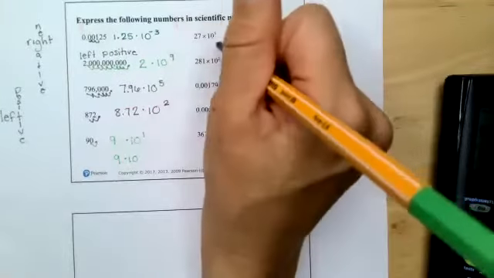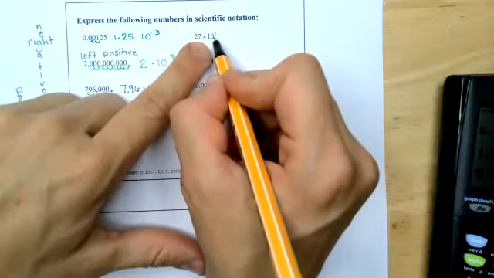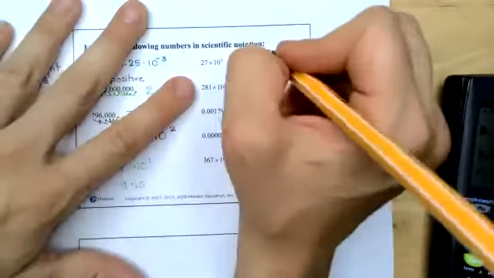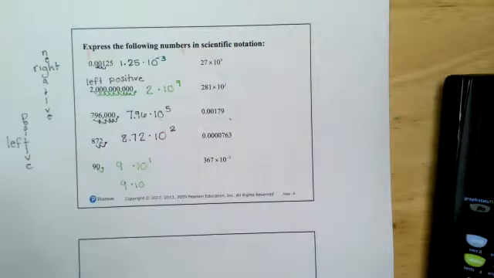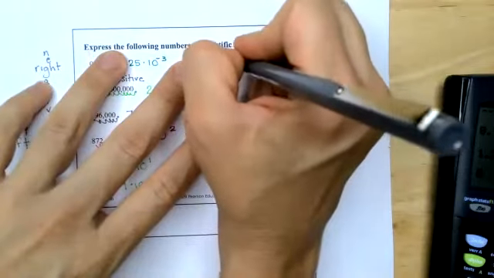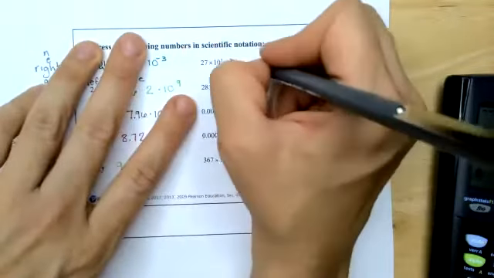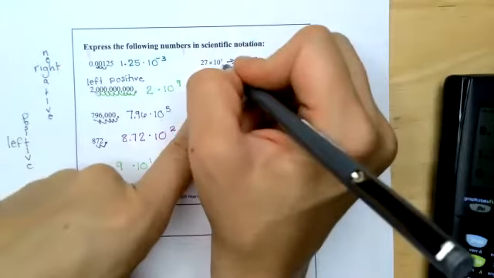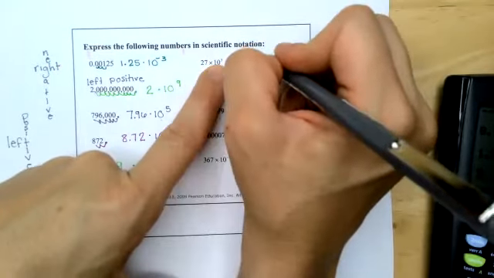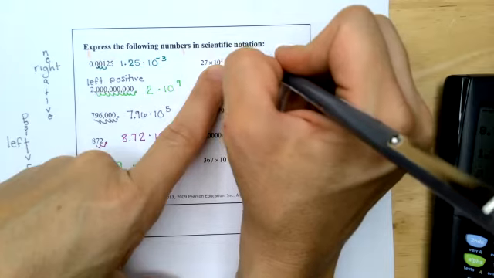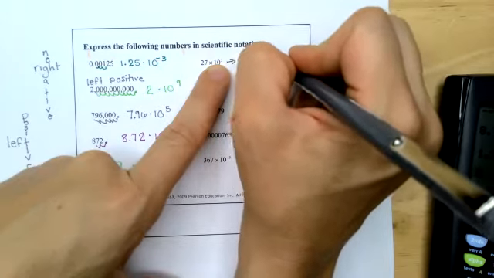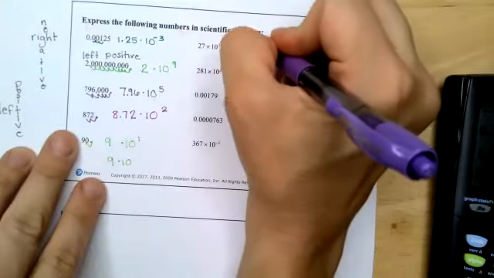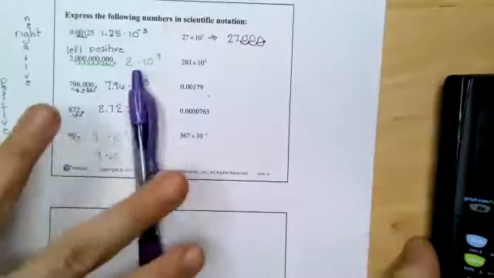All right, now they want us to express this in scientific notation. It's already in scientific notation, but not absolutely the best form of scientific notation. So let's take it. 27 times 10 to the 3rd means that's 27. My decimal point's here. I have a positive exponent, so I'm going to add 3 places, right? 1, 2, 3. Now my decimal point's here. I added these zeros.